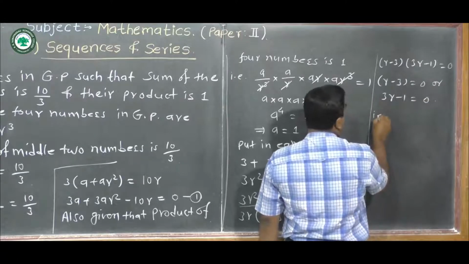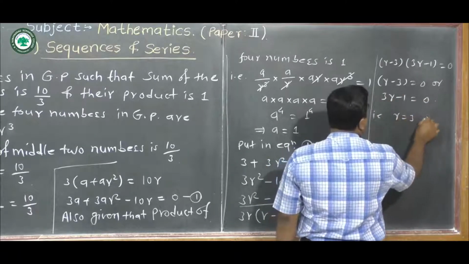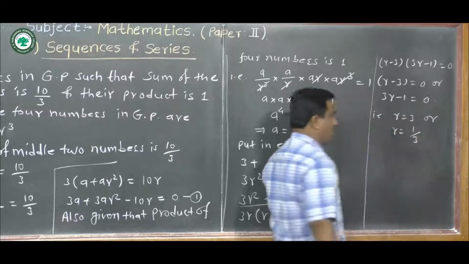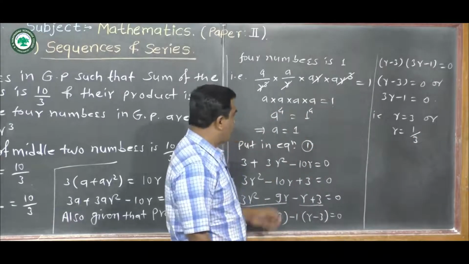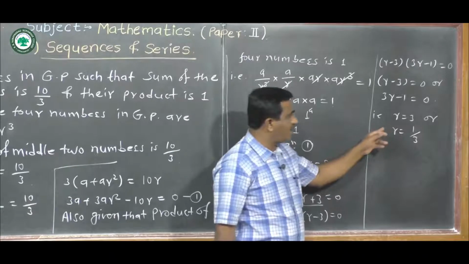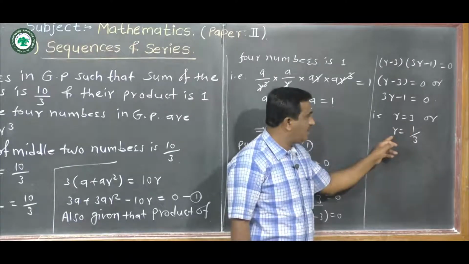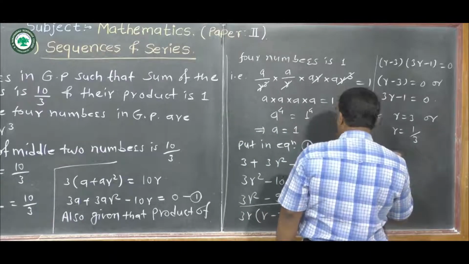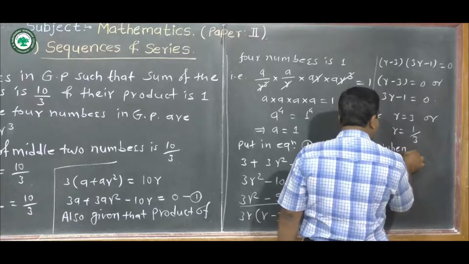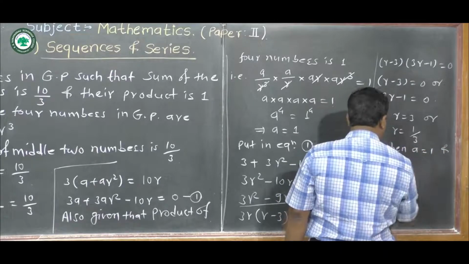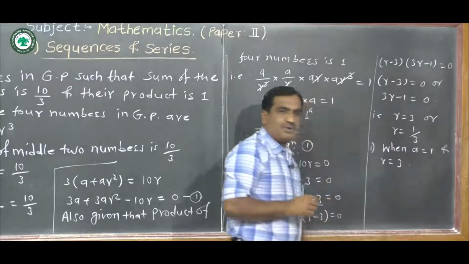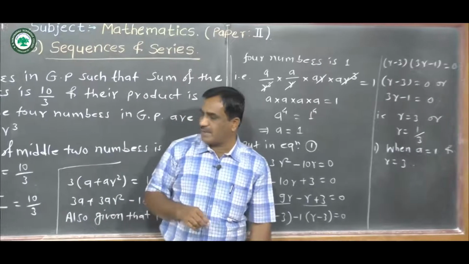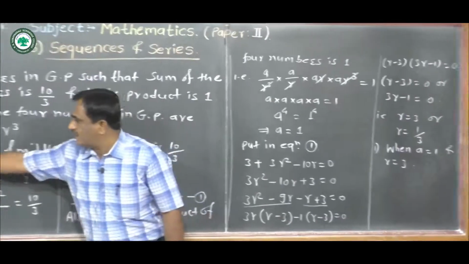That is, we get r is equal to 3 or r is equal to 1 by 3. That is, we get the value of a is equal to 1, and the values of r are two: r is equal to 3 and r is equal to 1 by 3. The first condition: use when a is equal to 1 and r is equal to 3. The 4 numbers in GP, we have to find these 4 numbers. Put the values of a and r in these numbers.